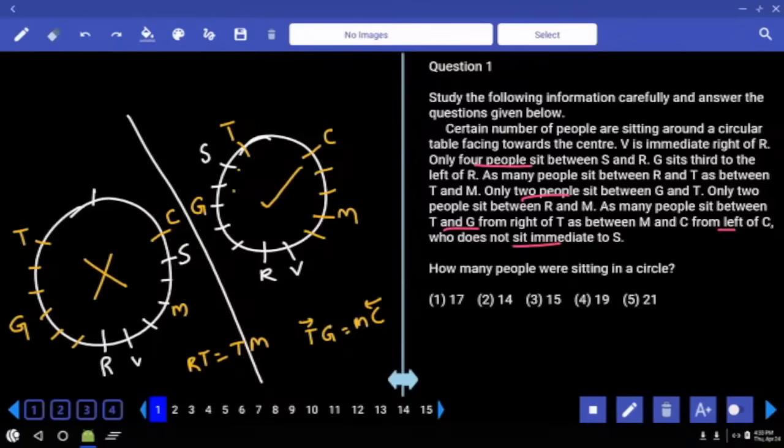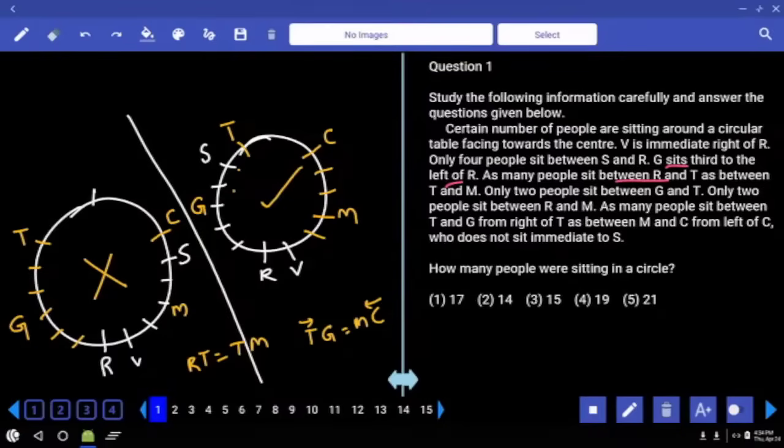Then now between T and C, how many people are there? R and T. Now V is to the immediate right, and only 4 in between S and R, and G sits to the left of R, and as many between R and T. R and T, how many people? 1, 2, 3, 4, 5.